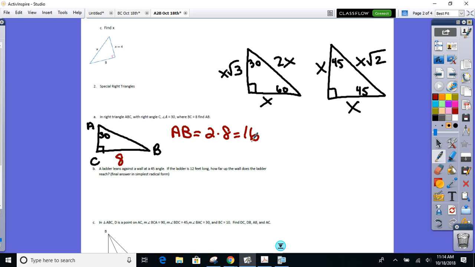Real quick, I know it's not asked, but what would be the side across from 60? Side across from 60, 8. Put what with it? 8 radical 3. Okay, the side across from 60.